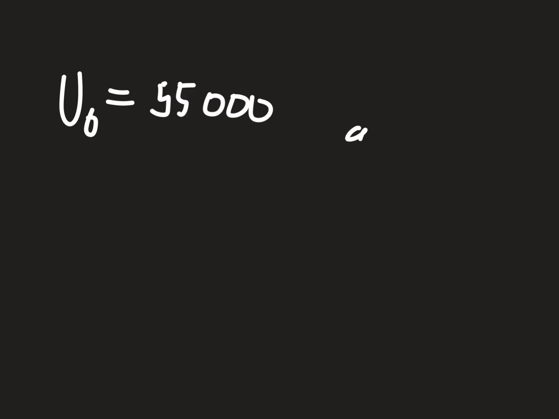So we're going to start today with a little bit of a review from yesterday. If I gave you this, U0 equals 55,000. Would you know how to put this into the calculator in sequence mode? U0 equals 55,000, and then I'm just going to tell you what we're going to do. We're going to have this grow by 2.5%.